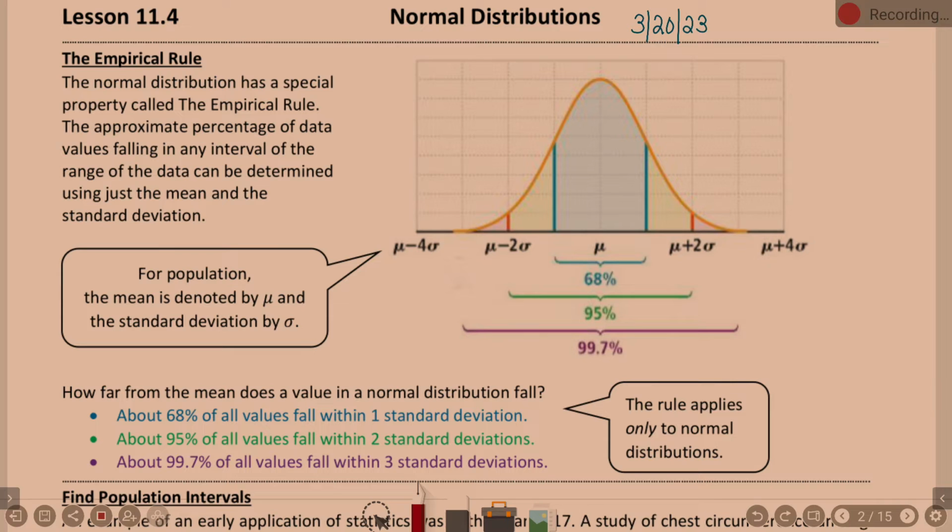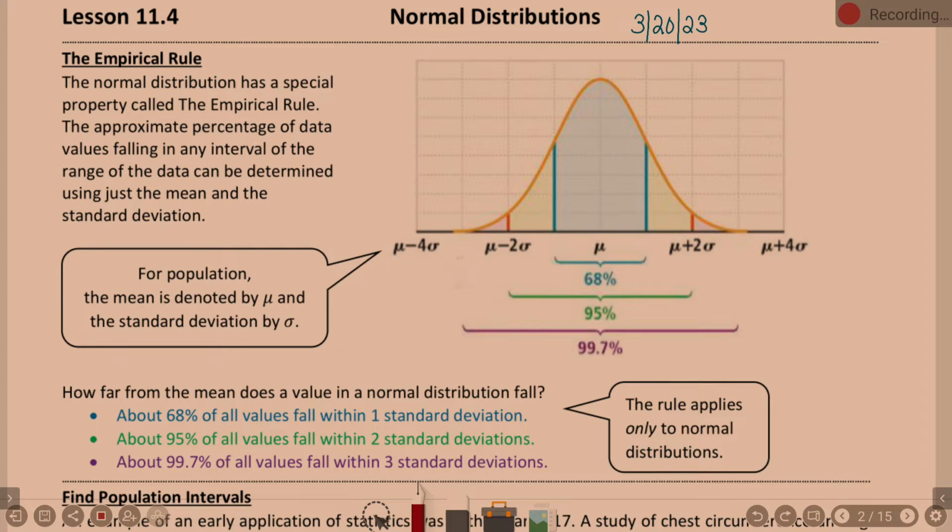Okay, lesson 11.4 is normal distributions. In 11.3, we just talked about distributions in general, right? We talked about data distributions, what it meant to be symmetric versus what it meant to be skewed. And as we look at this idea of a normal distribution, we're focusing in on just the ones that are symmetric. When we talk about a normal distribution, we are talking about when one is symmetric.